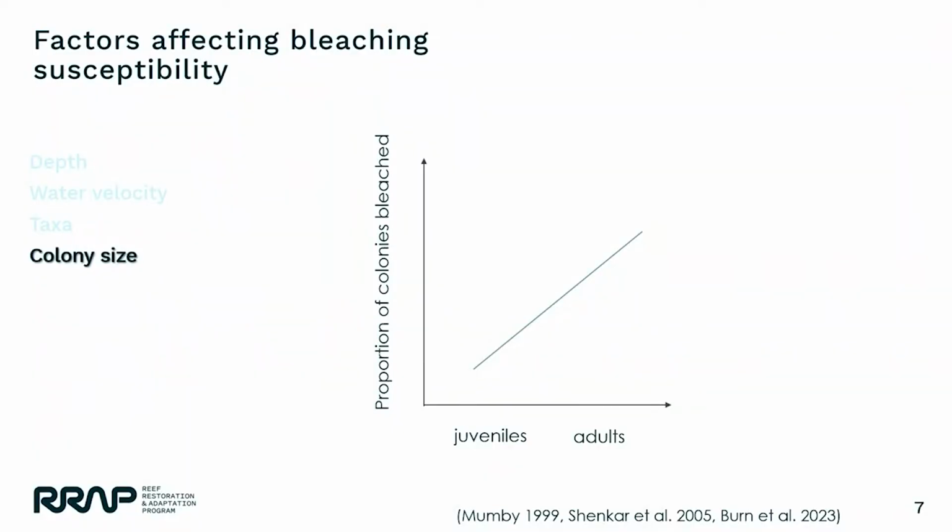And the last one that I'm going to talk about today is colony size. Most of the effort has been looking at comparing what the juveniles are experiencing and what the adults are experiencing, and less so the range, once they're already adult: how does colony size affect bleaching? But in general, recruits or juveniles bleach less than the adults.